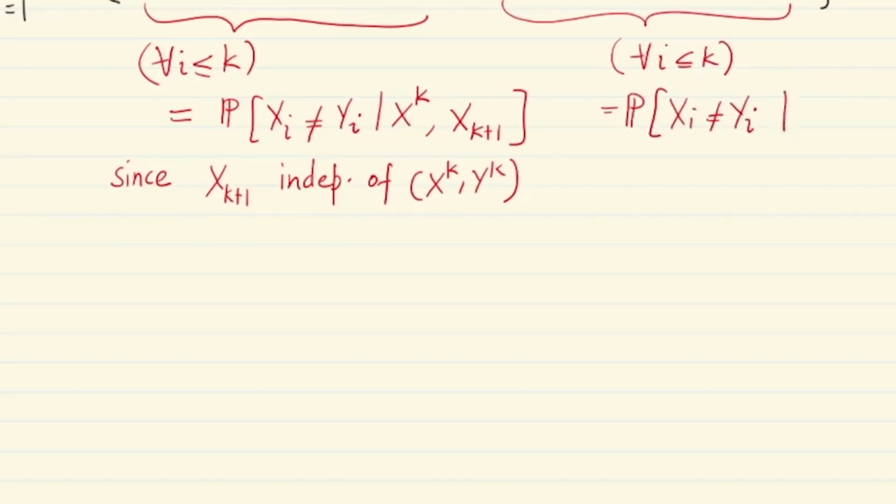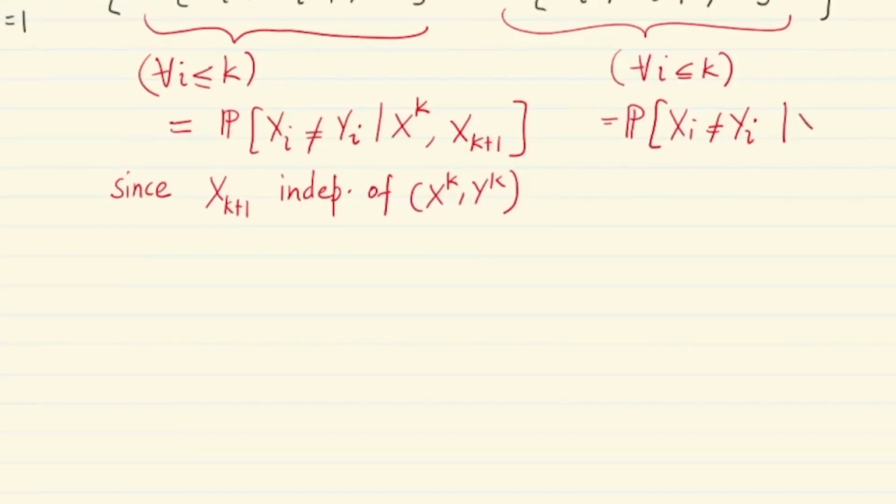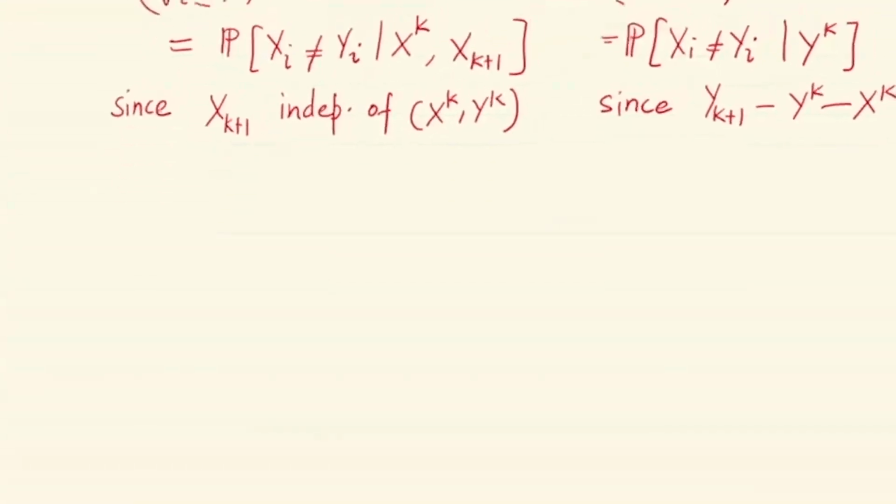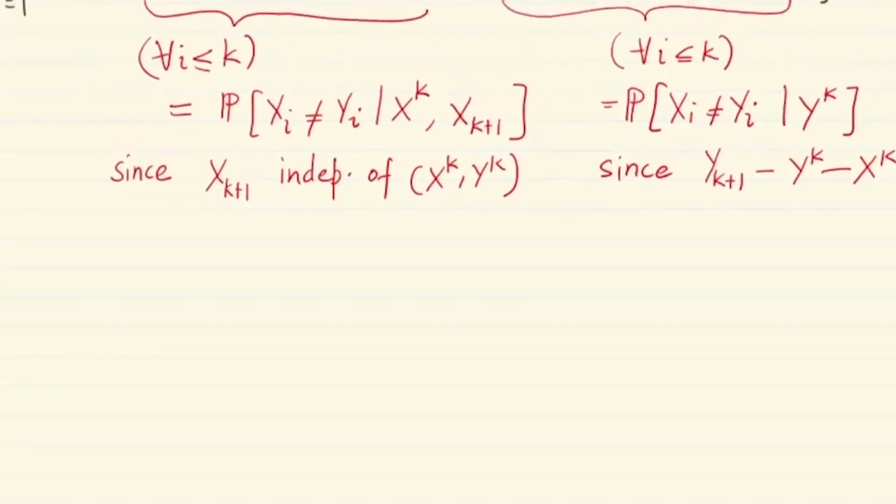Recall that yk plus 1 consists of y all the way up to k, and then the last element yk plus 1. So again we can drop the k plus first element of y, since we have the Markov chain: yk plus 1 just depends on yk and does not depend on xk. So yk plus 1 is irrelevant to finding the conditional probability of xi not equal to yi given the first k plus 1 elements, because of this Markov chain structure.